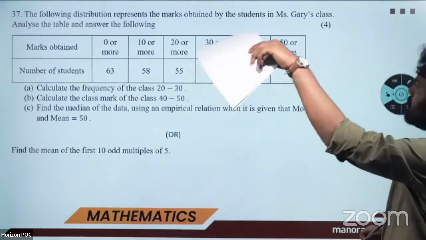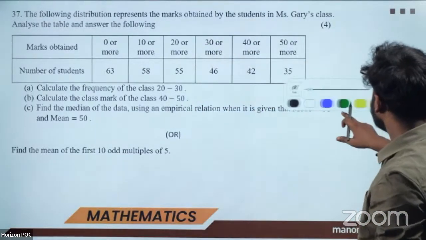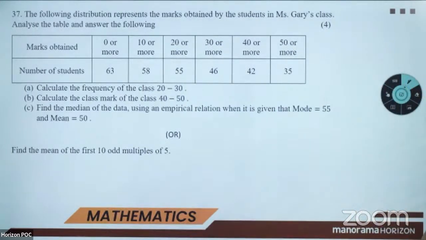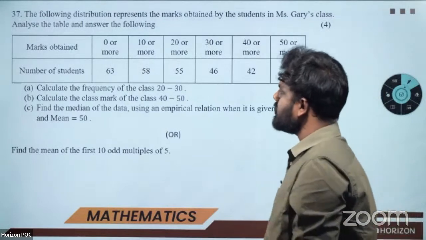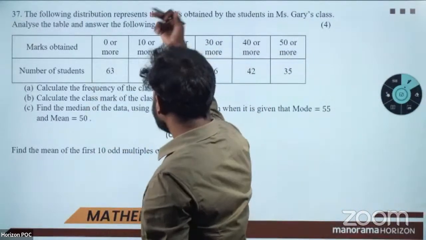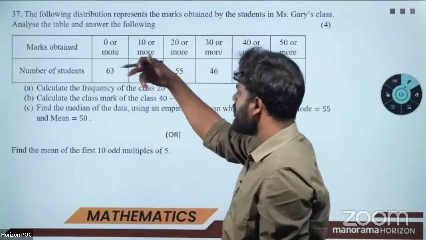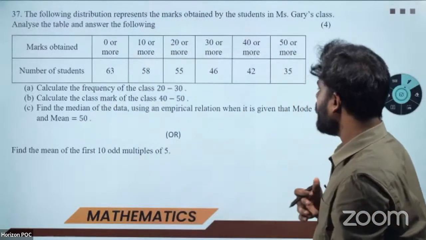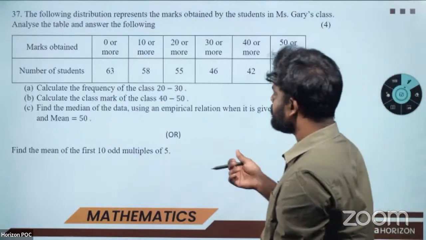Yeah. So there is one subdivision also here. For question number 37, the following distribution represents the marks obtained by the students in Miss Gary's class. Analyze the table and answer the following. They are asking us to find the frequency, class mark, and median of the data using an empirical relation when it is given that mode is 55 and mean is 50.